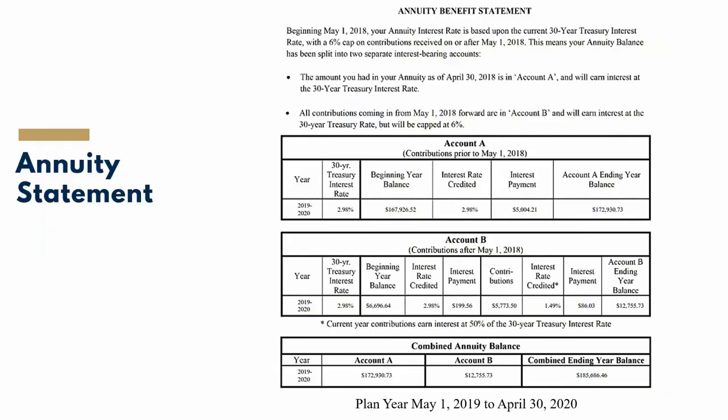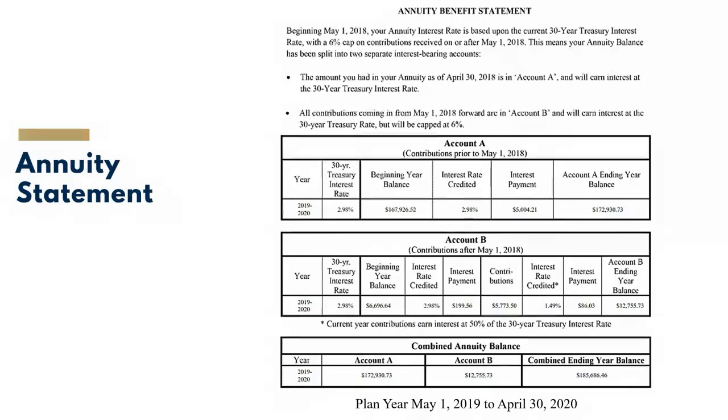Okay, let's look at an example of your annuity statement. All vested participants should have received their annuity statements in August. If you did not receive an annuity statement, please reach out to the fund office and we'll be sure to look into it for you.